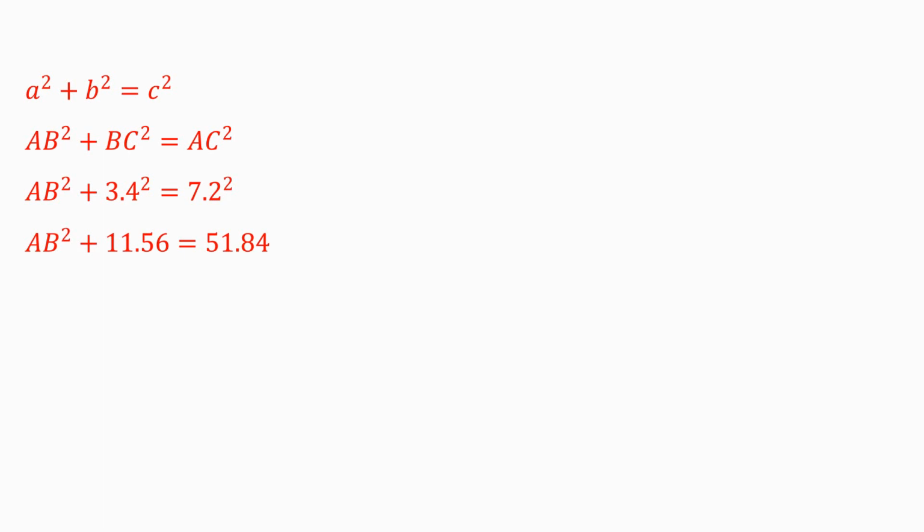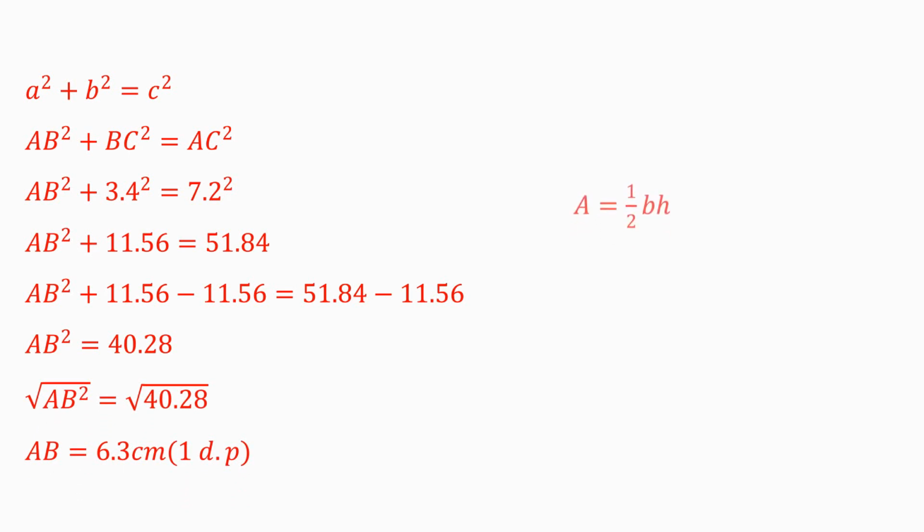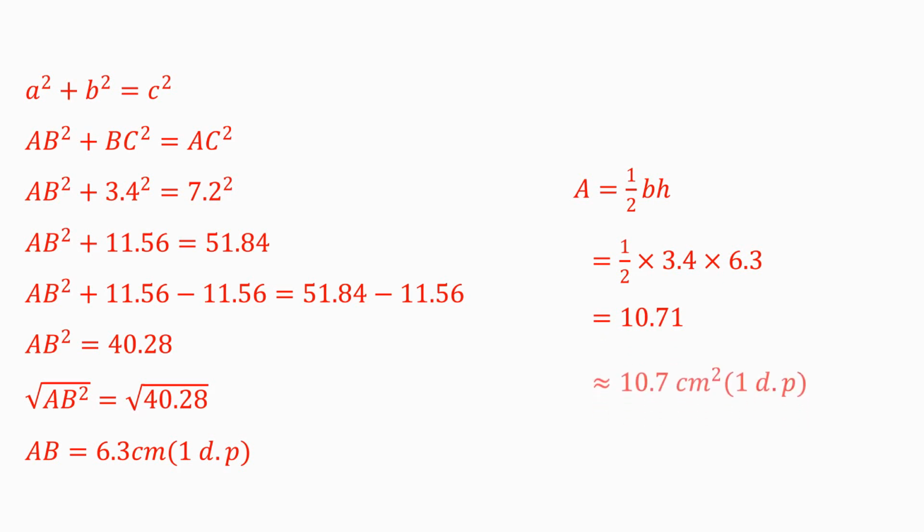We subtract 11.56 from both sides of the equation. We have AB squared is equals to 40.28. We square root both sides to remain with AB, and AB is 6.3 centimeters to one decimal place. Now we have the height and we have the base, so we calculate the area. And as we stated earlier, area is a half base times height. We substitute, we have a half times 3.4 times 6.3, which is equals to 10.71, but we have been asked to give our answer to one decimal place. Therefore, area is 10.7 square centimeters to one decimal place.